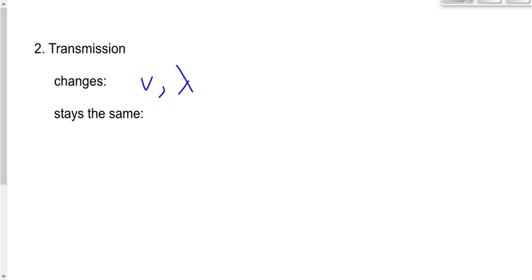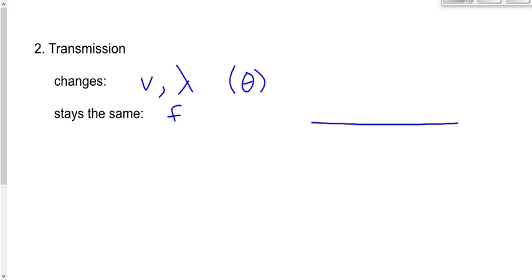What variable do you think stays the same when we go into the new medium? Frequency stays the same, because once the wave has been made, the frequency doesn't change. Now, I'm going to go back here to the first one again and put in brackets theta 1. The reason I'm going to put that in brackets, the direction, is because the direction sometimes changes. The speed will always change in the new medium. The wavelength will always change. The frequency will always stay the same. The direction will sometimes change.